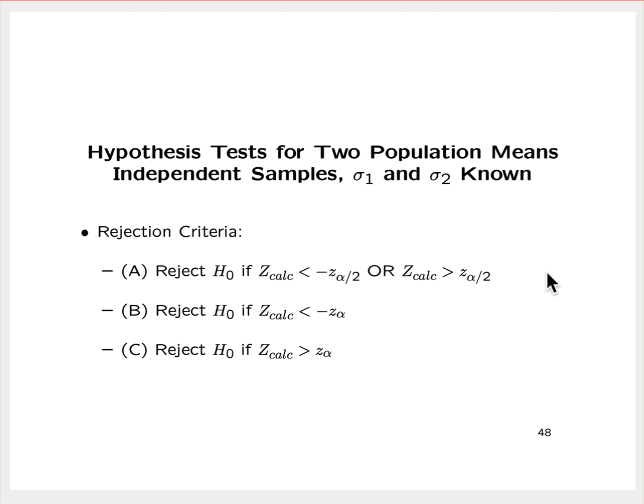For our two-tailed test, performed at a significance level of alpha, we would reject the null hypothesis if z-calc is either really small, in other words, less than negative z sub alpha over 2, or really big, specifically greater than positive z sub alpha over 2. For the left-tailed test, we would reject the null hypothesis if our test statistic z-calc is less than negative z sub alpha. And for our right-tailed test, we will reject the null hypothesis if z-calc is greater than positive z sub alpha.